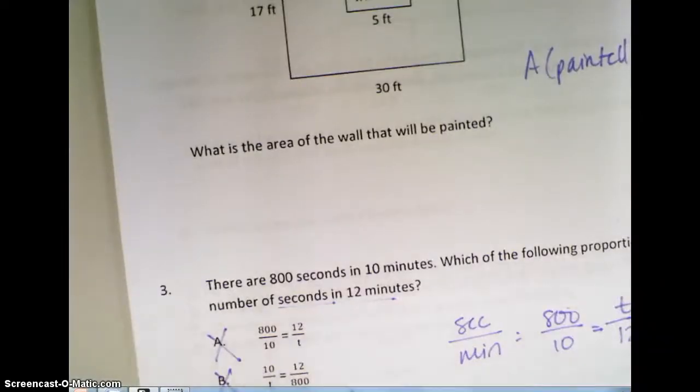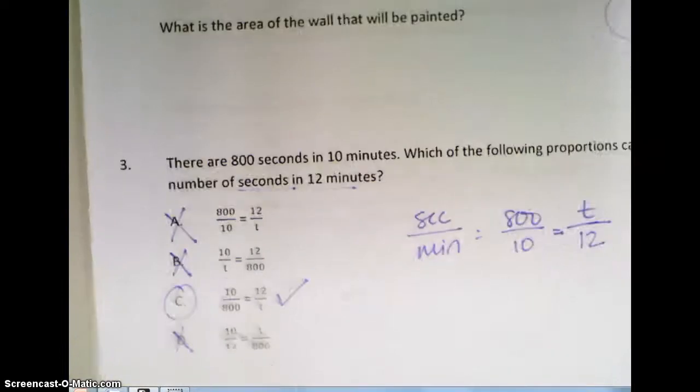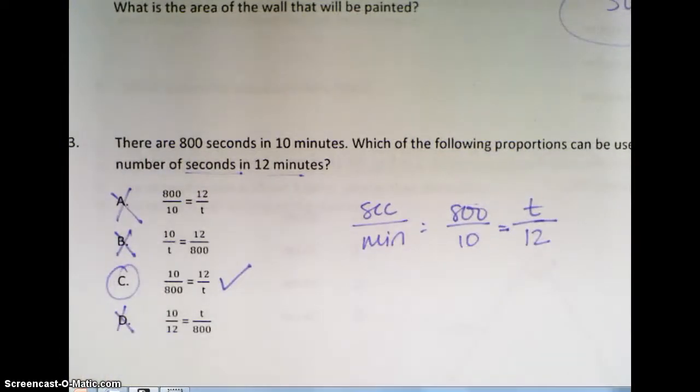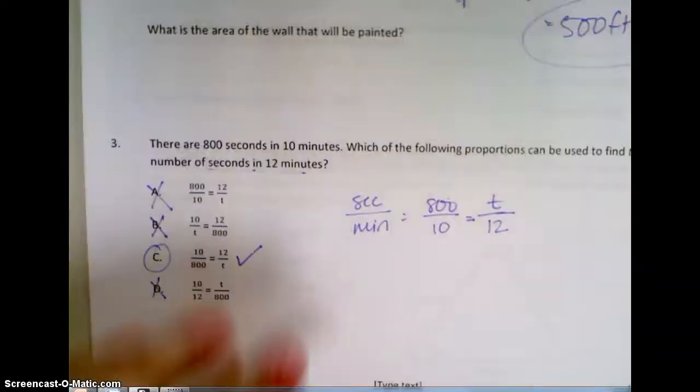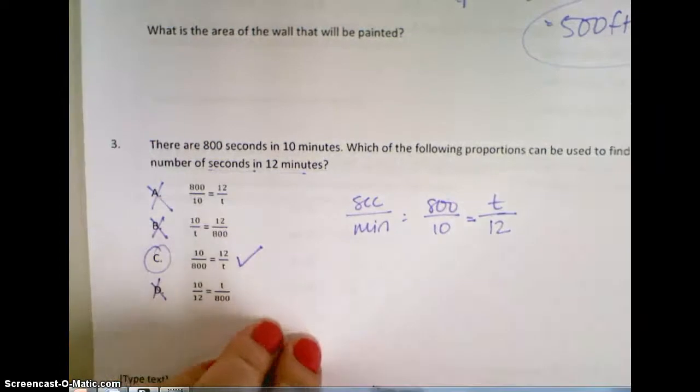Well, 10 over 12, is it equal to t over 800? No, it's equal to 800 over t. Okay, so that one would not be correct. So my correct answer would be C. Okay? Just kind of a nice little trick for when you get confused. Questions on 1 through 3? No?